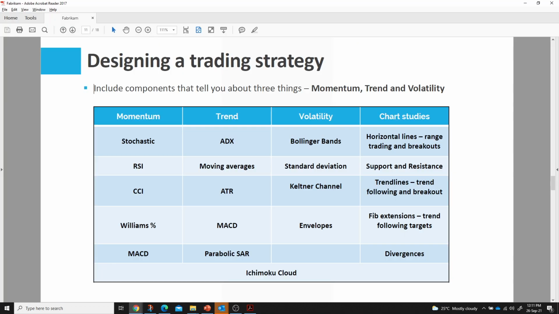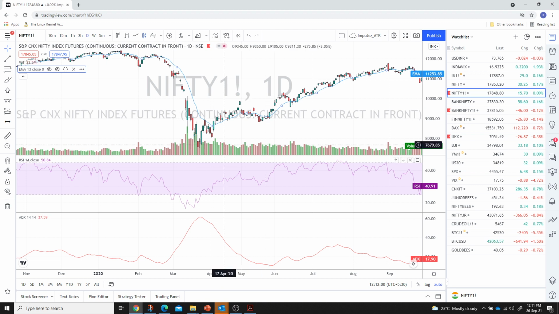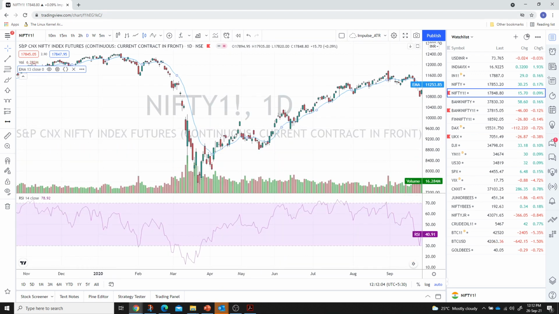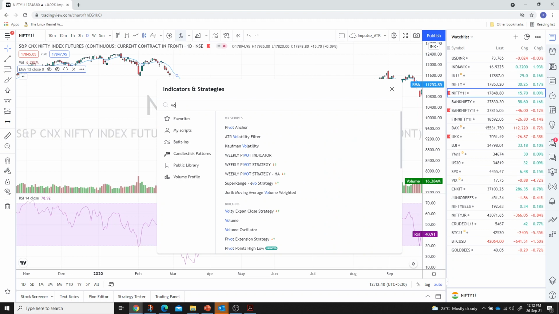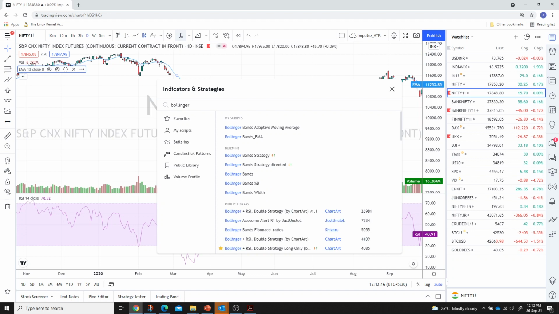And then volatility. Bollinger Bands or Keltner channels, standard deviation channels, envelopes, these all tell you about volatility in particular. You would want to be on the trigger, and when volatility starts to expand you would want to go into the trade in the direction of the trade.